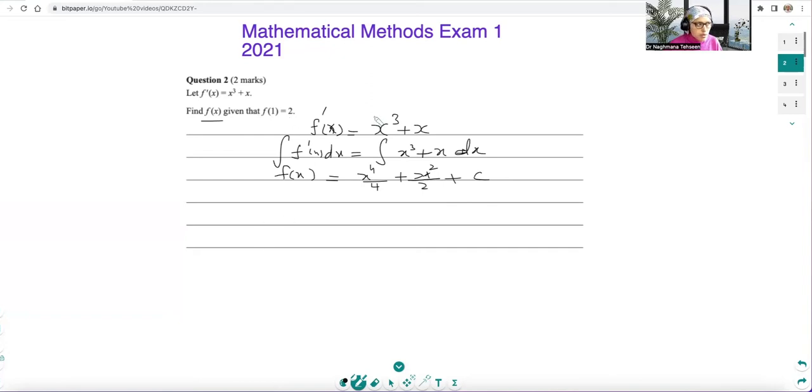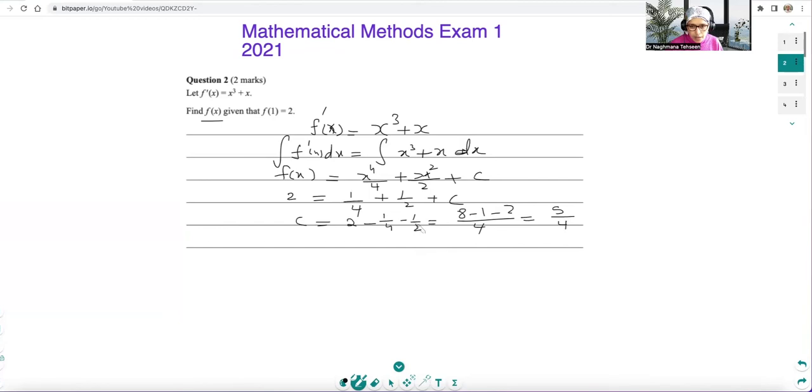So f of 1 is equal to 2. So you can sub in that f of 1 is equal to 2. That means when x is 1, y is 2. So that means you go 2 is equal to 1 over 4 plus 1 over 2 plus c. And then take everything on the other side. You get 2 minus 1 over 4 minus 1 over 2, which gives you 8 minus 1 minus 2 over 4, that is 5 over 4.